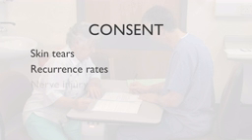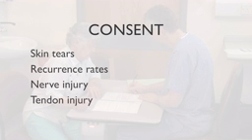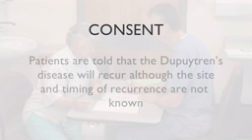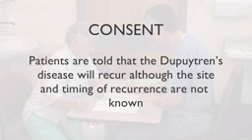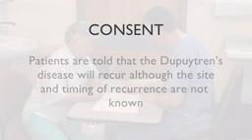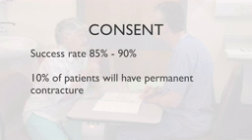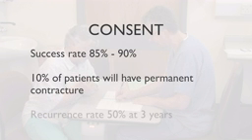Technique-specific complications including skin tears, recurrence rates, nerve injury, tendon injury, and the likely improvement in range of movement are also emphasised and compared to open fasciectomy. Patients are told that the Dupuytren's disease will recur, although the site and timing of recurrence are not known. The success rate of the procedure is quoted as 85 to 90%, and some patients require a further procedure, but 10% of patients will have a permanent contracture.